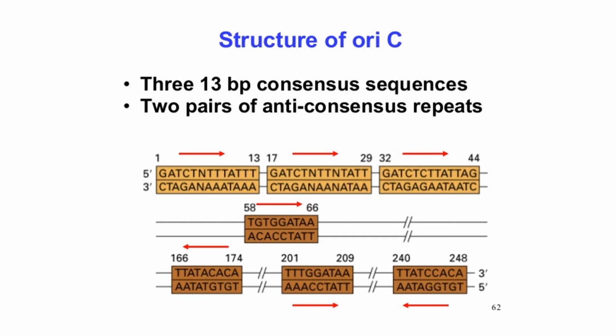That specific point where the DNA replication is to start is known as the oriC. It mostly consists of a 13 base pair consensus sequence and 2 pairs of anti-consensus repeats.